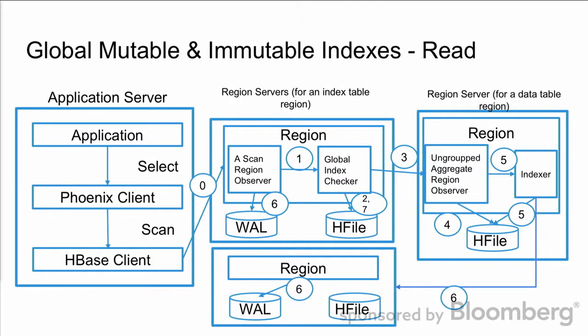If it sees the value as true, it just returns it. If the value is false, then we call it read repair, because it goes to the data table now, and it just builds the row from the data table, updates the verified flag as true, and includes that in the scan result. So steps 3 to 5, 6 are all index rebuild steps, like today, but we have just the global index checker in between interfering.